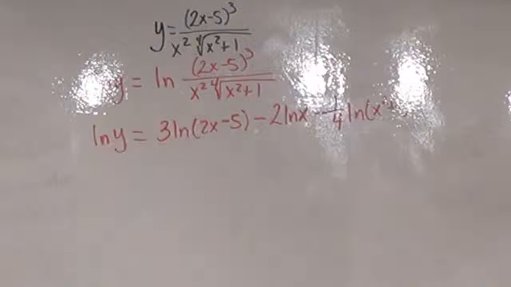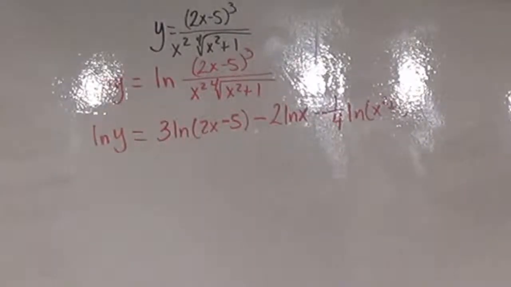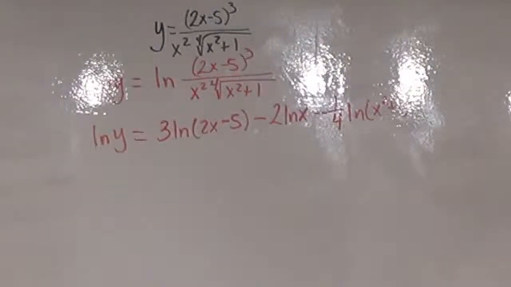Okay. So again, that's just using our properties. If you don't remember how to do that, go ahead and pause and work that out. From here, again, we'll take our derivative implicitly.